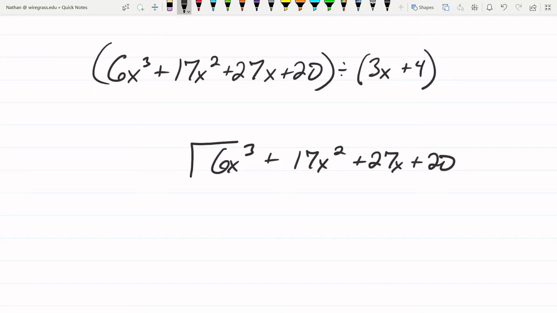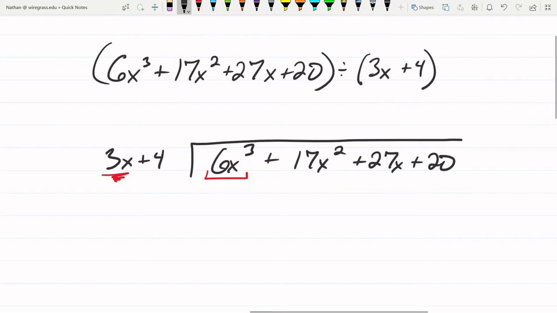So write the first polynomial underneath the division bar, and then write the divisor on the outside. And now we're going to ask the question, what is 6x cubed divided by 3x? We're always dividing out the first term of the polynomial and the first term of the divisor. So 6x cubed divided by 3x. 6 divided by 3 is 2. X cubed divided by x is x squared. That gives us 2x squared.